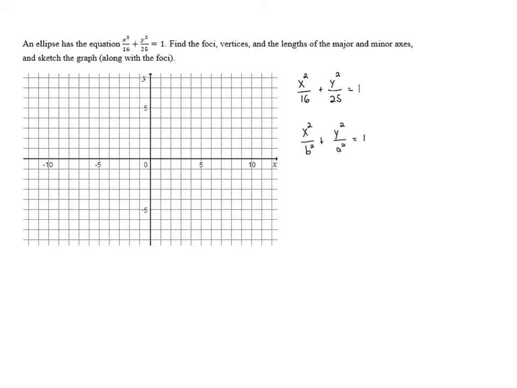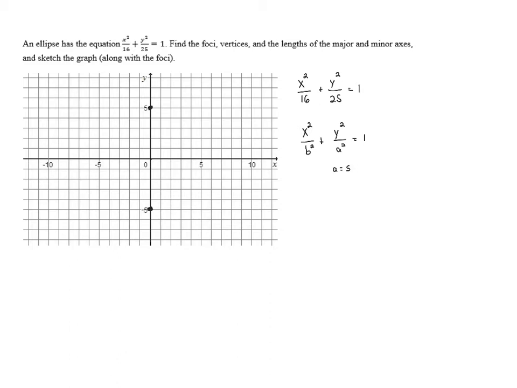Now, because the denominator in the y squared is larger, that means that this is going to be an ellipse that is taller than it is wide, and so the major axis is going to be vertical. Because a squared is 25, that tells us that the value of a is 5, and we know that the length of the major axis is 2a, and what this means is that from the origin, we're going to go up 5 units and down 5 units to make our major axis, which has length 10.